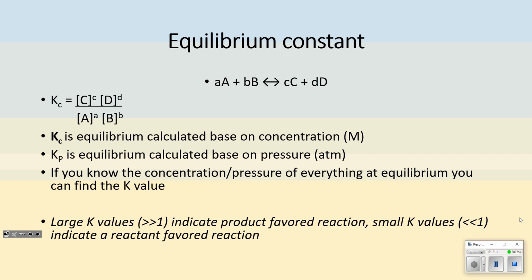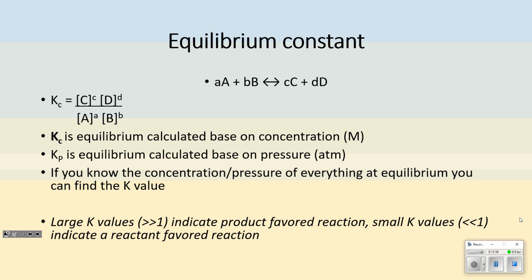Again, think about it mathematically. Products over reactants. If there's more on the numerator, it's a big number. If there's more in the denominator, it's a small number. So one of our goals today is to be able to look at that K value and just flat out be able to state, hey, there's more products at equilibrium, or there's more reactants.